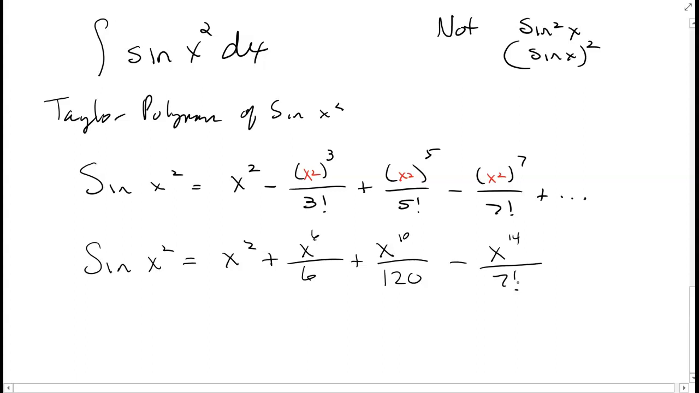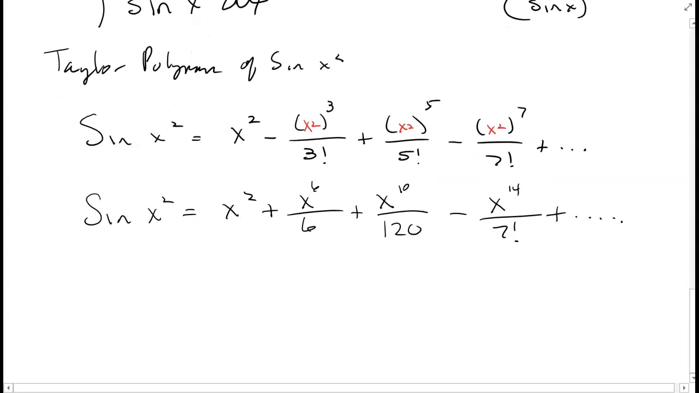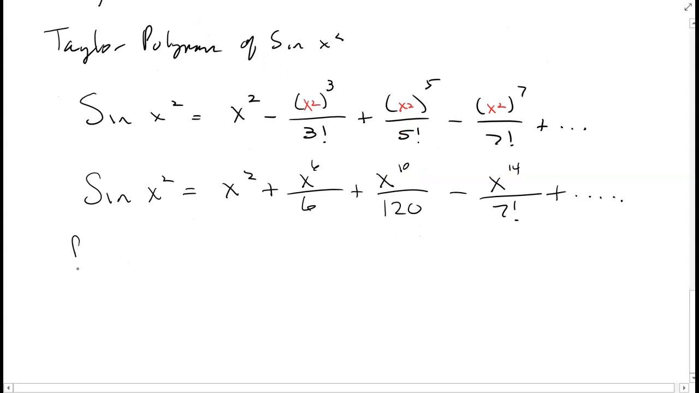Well, you can calculate what 7 factorial is. I just don't happen to have it in my calculator on me. You have to do 7 times 6 times 5 times 4 times 3 times 2, and so on. Okay? Why is that helpful? Because now I can take the integral of this.